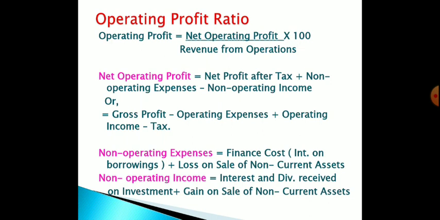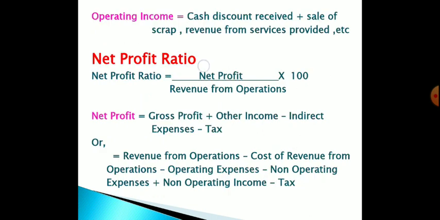Now, what is operating income? Operating income is the amount of profit realized from a business operation after deducting the operating expenses, such as wages, depreciation, and cost of goods sold. Some of the examples of operating income are cash discount received, sale of scrap, revenue from services provided, etc. Now, what is the use of operating income? It tells the investors what amount of revenue will eventually become profit for a company.